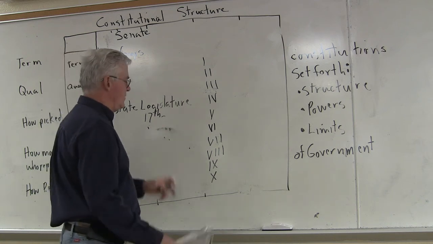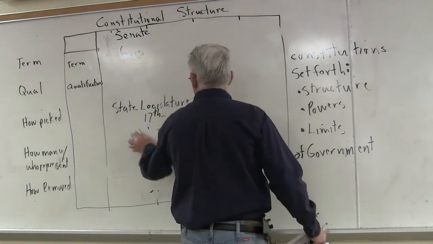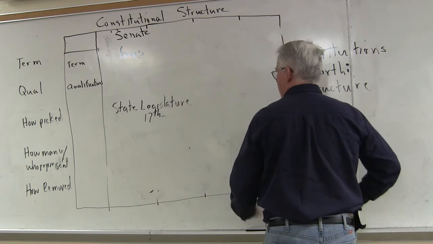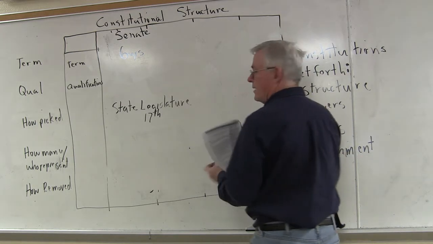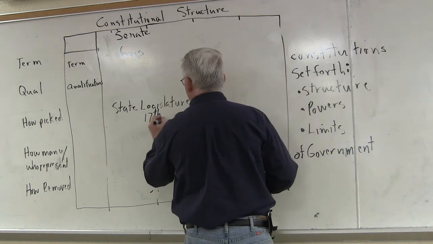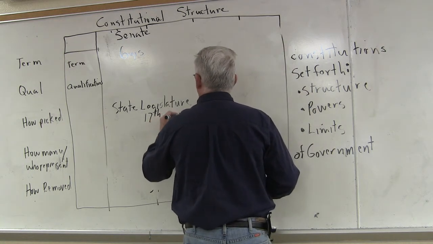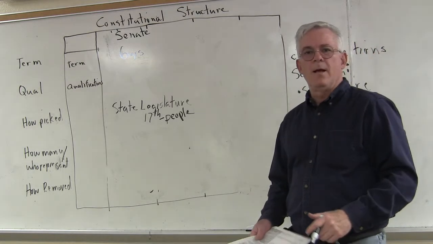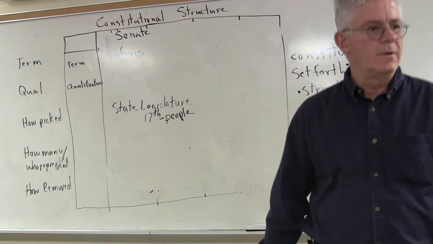What happened with the 17th Amendment? The 17th Amendment changed the way senators are elected. Now, because of the 17th Amendment, they are elected by the people. Just like members of the House of Representatives. All right?